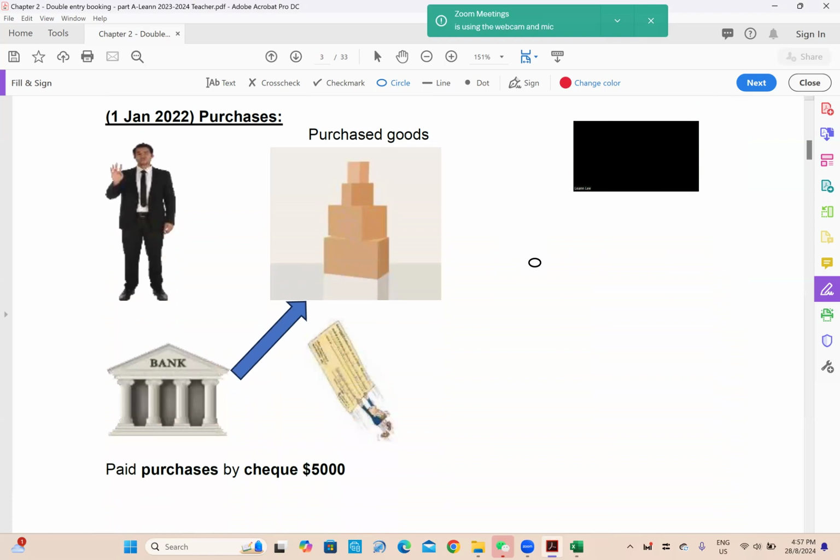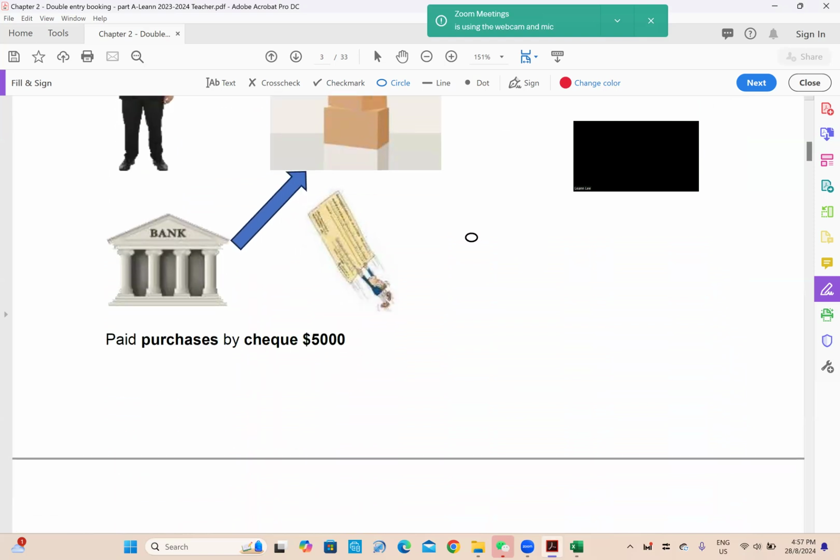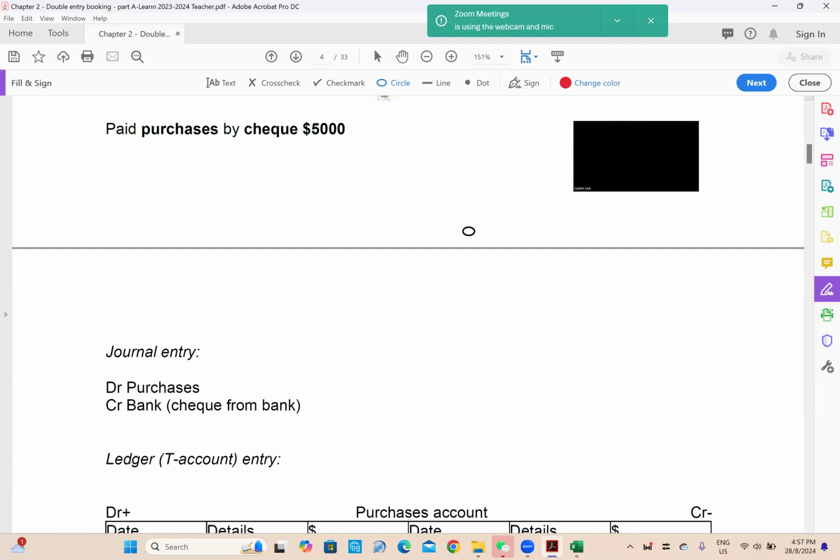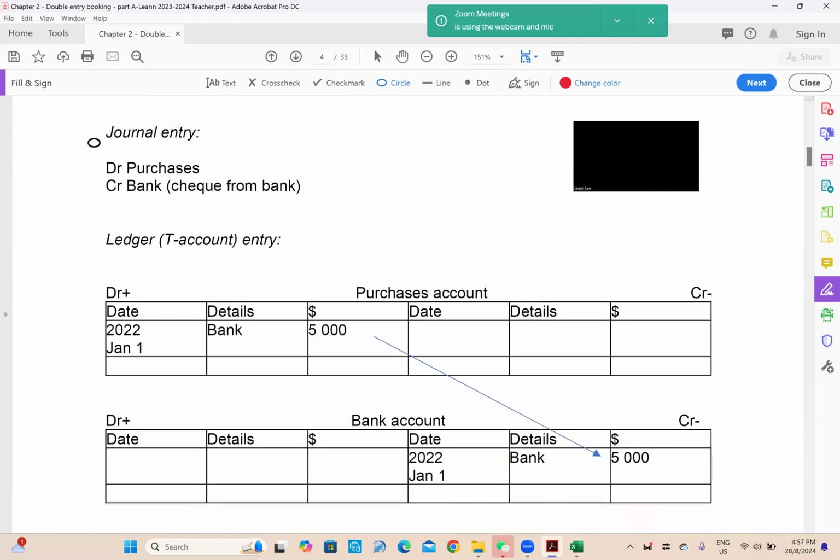Okay, if I purchase goods, then the owner purchases the goods and the bank pays, they pay by cheque. Cheque equals bank. All right. Pay for purchases by cheque, 5,000. So my journal entry will be like that. Debit purchases, credit bank, because purchases increase and the bank reduces. So my asset, this is my asset, reduces. Therefore, I go to the reduce side. And my purchases expenses increase. So I go to the increase side.